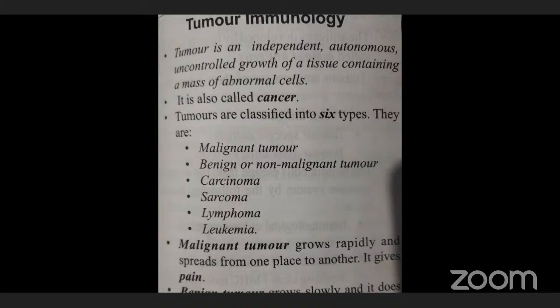What are the basic properties of tumor? It is uncontrolled growth. It grows and multiplies rapidly. Uncontrolled growth, that's why it forms a swelling-like appearance. In the initial stage it won't give pain. Later on it gives pain.